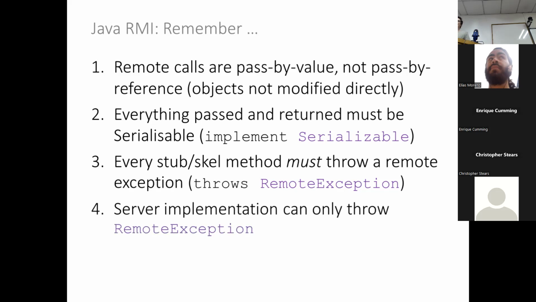Server implementation can only throw a remote exception. So if I want to throw some exception here, I have to pass it into a remote exception, and then I can put whatever I want, an illegal arguments exception or whatever other exception.